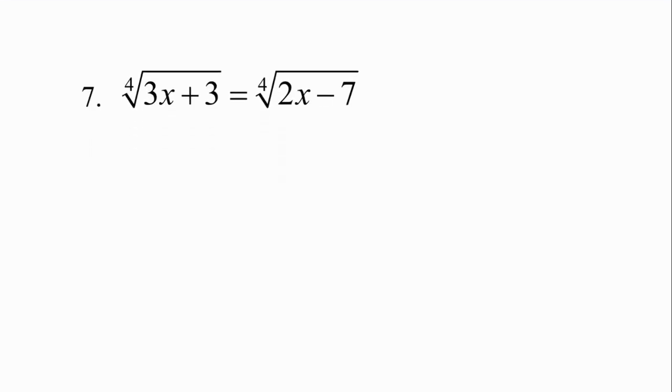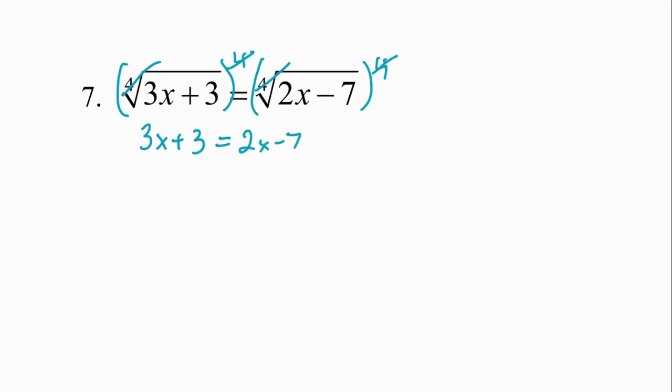I'd like you to try this one on your own. Okay, again, this is very similar to the last one. We have both fourth roots on either side. They're already isolated. There's nothing else going on. We can go ahead and raise both sides to the fourth power. And so that fourth root and that fourth power are going to cancel. So we'll get 3x plus 3. And again, fourth root and that 4 will cancel. And so we'll get 2x minus 7.